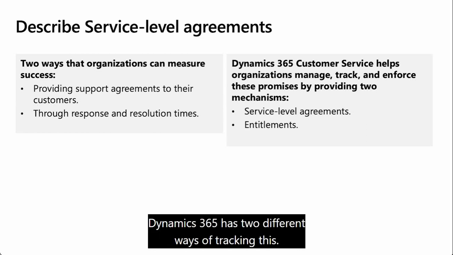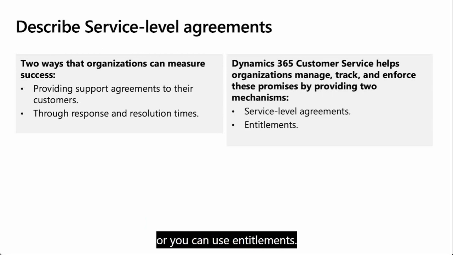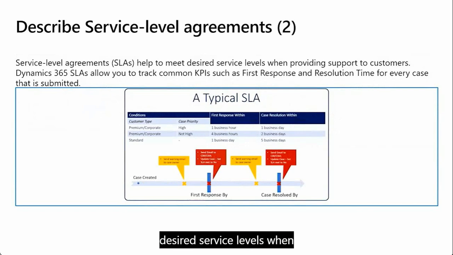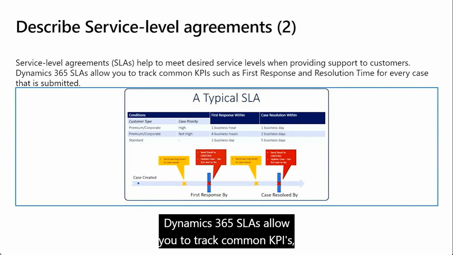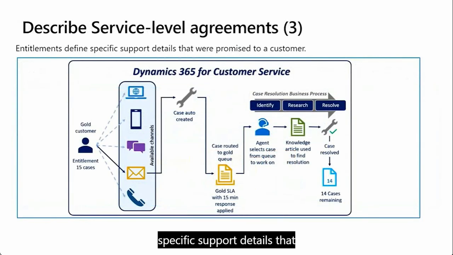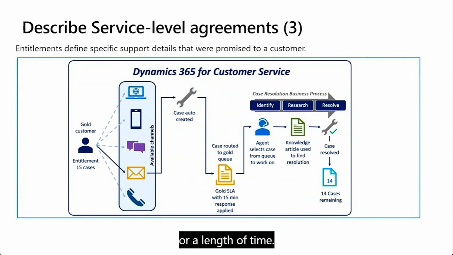Dynamics 365 has two different ways of tracking this. You can use a service level agreement, or SLA, or you can use entitlements. Service level agreements help to meet desired service levels when providing support to customers. Dynamics 365 SLAs allow you to track common KPIs, such as first response and resolution time for every case that is submitted. Whereas entitlements define specific support details that were promised to a customer. They include things like specified coverage dates, specified number of cases, or a length of time.